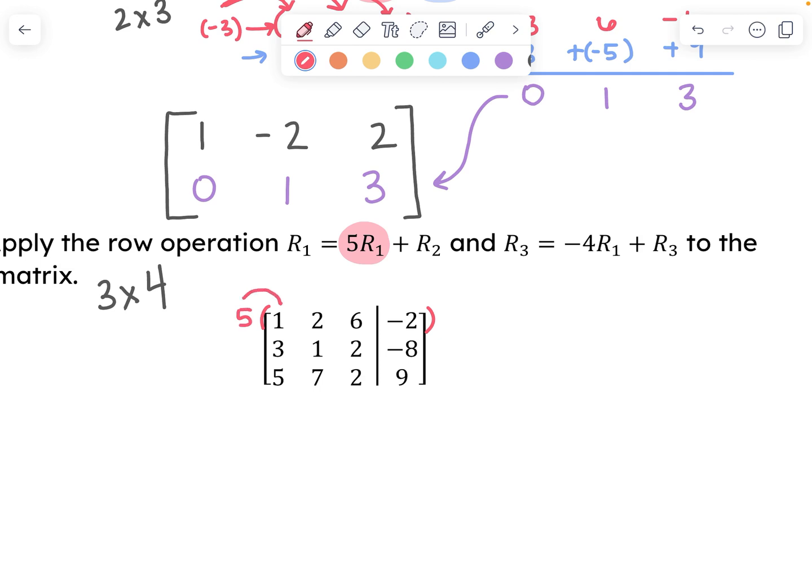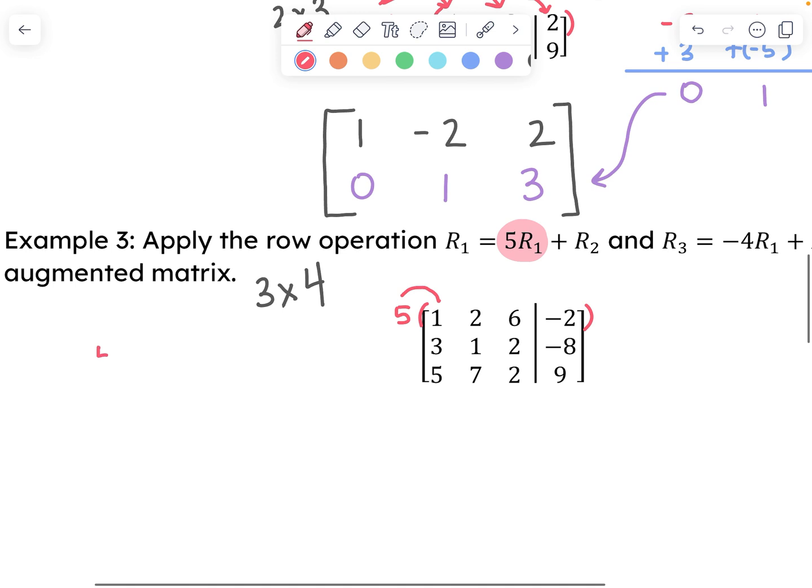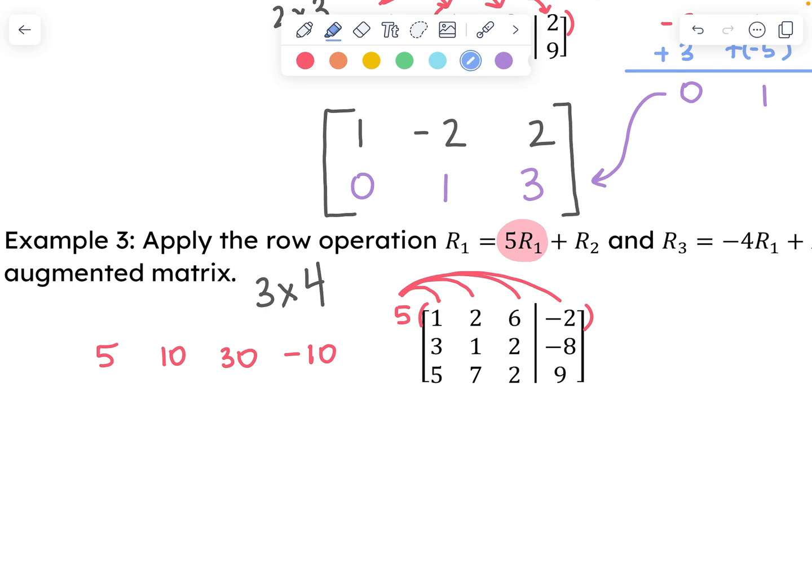So 5 times 1 is going to be 5. 5 times 2 is 10. 5 times 6 is 30. And 5 times negative 2 is negative 10. Then I'm going to add to it R2. So R2 is just the second row. So plus 3, plus 1, plus 2, and I'm just going to do minus 8 instead of plus negative 8.